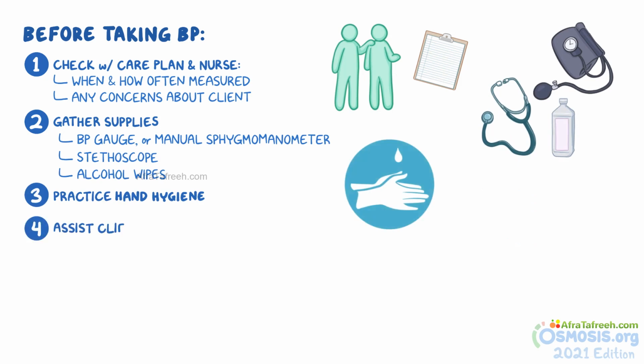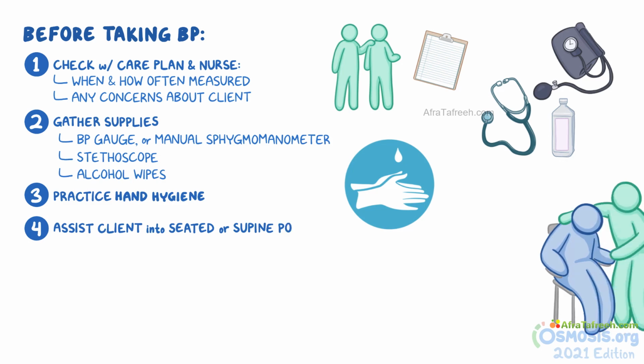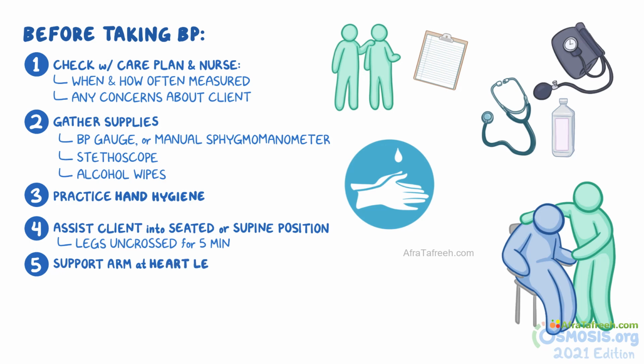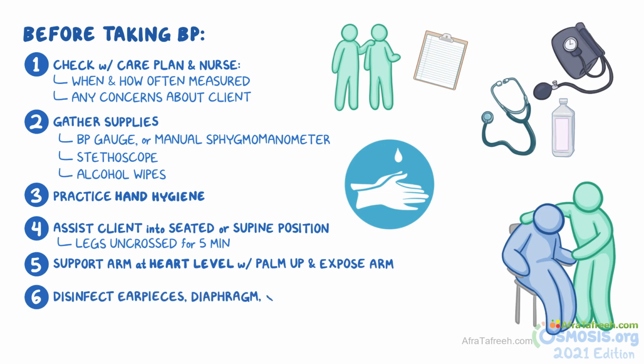Start by assisting the client into a comfortable seated or supine position. For either position, make sure the client's legs remain uncrossed for 5 minutes before you begin. Support the arm at the heart level with their palm up and help the client expose their arm from their clothing. Disinfect the earpieces, diaphragm, and bell of the stethoscope with the alcohol wipes.